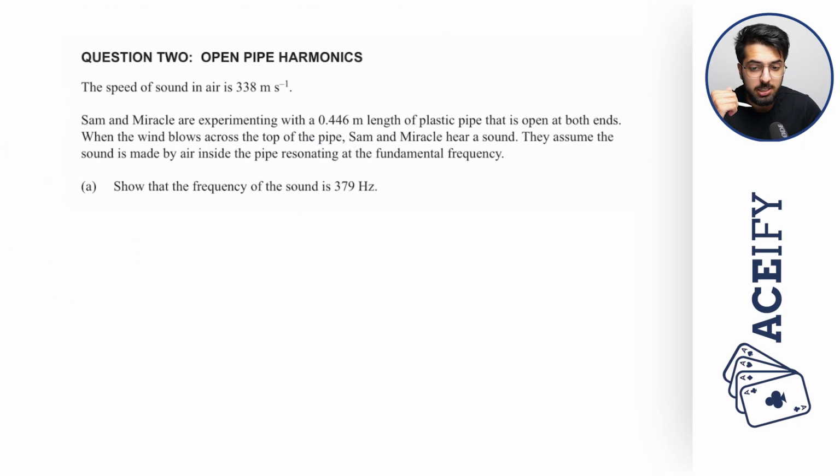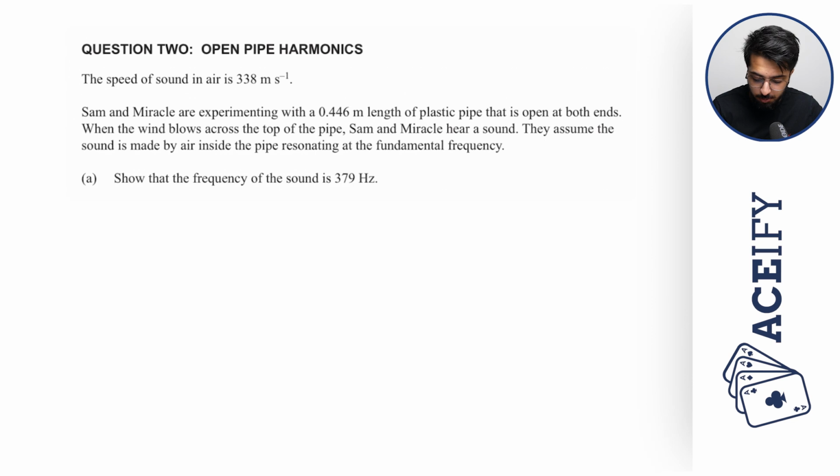Sam and Miracle are experimenting with a 0.446 meter length of plastic pipe that is open at both ends. When the wind blows across the top of the pipe, Sam and Miracle hear a sound. They assume the sound is made by the air in the pipe resonating at the fundamental frequency. Show that the frequency of the sound is 379 Hz.